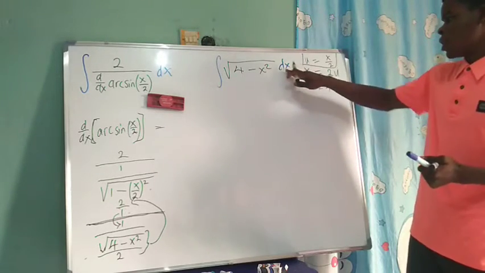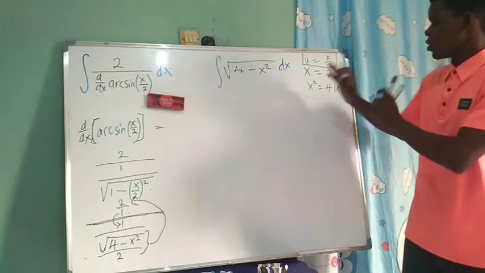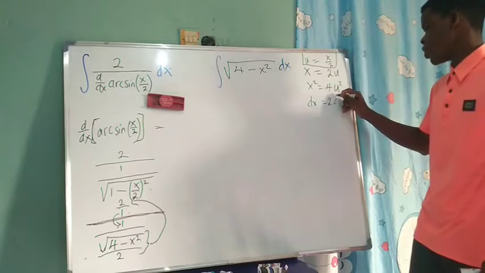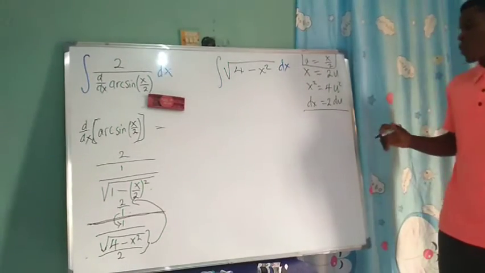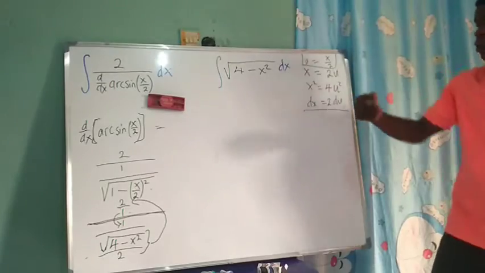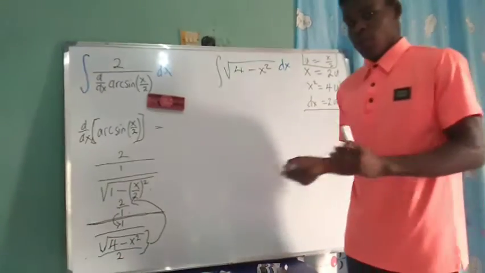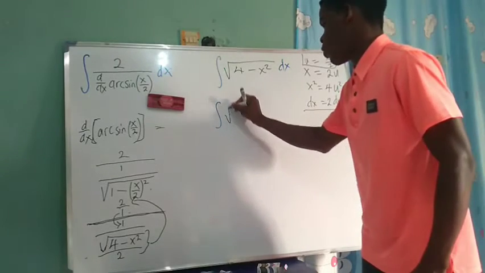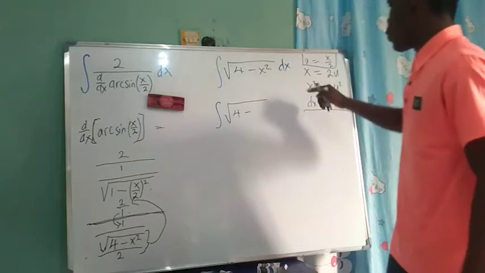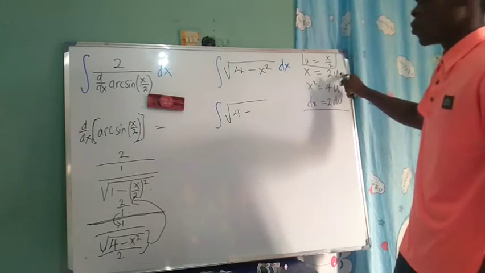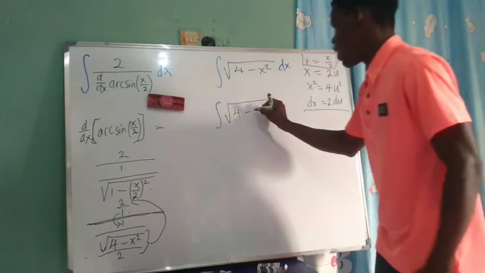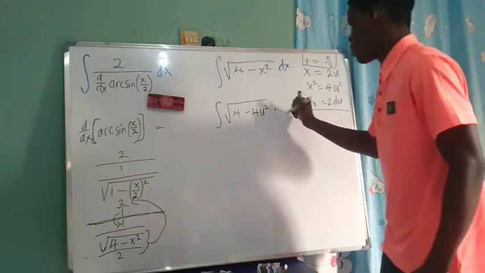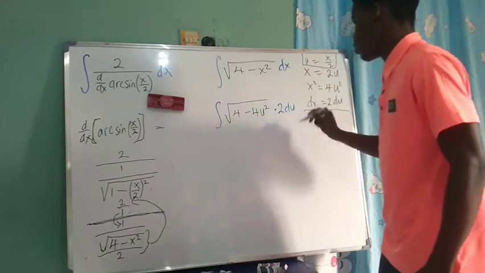How about changing the derivative from x to u? We will have our dx become 2 du, since the derivative of 2u is just 2 du. That's it. So we can go ahead and substitute u. Now the square root of 4 minus x squared, where x is 2u and x squared is 4u squared, so we have 4 minus 4u squared, times 2 du.